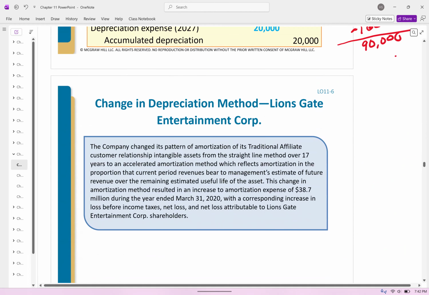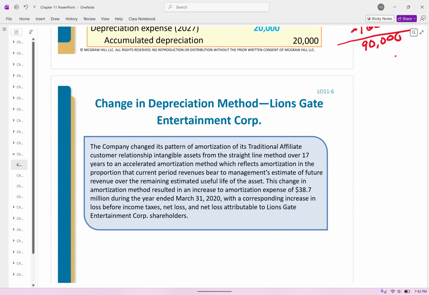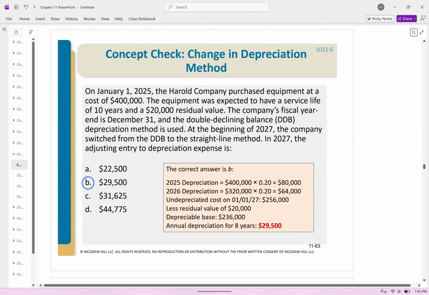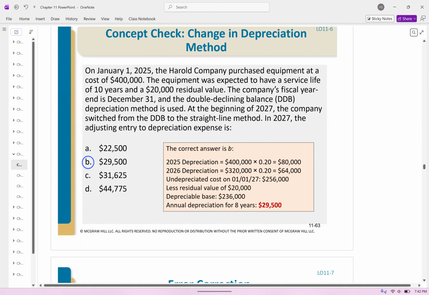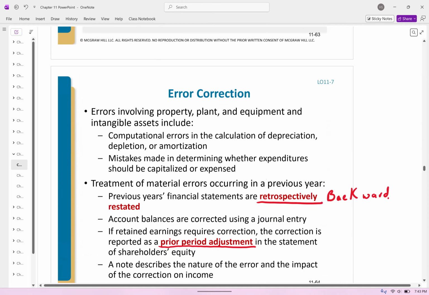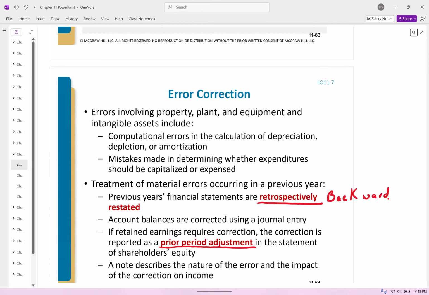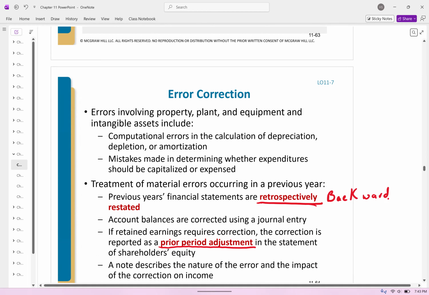Here is a disclosure where they did a change in depreciation method, just telling them this is what we changed to. We're almost done, y'all. There's a quick little concept check if you want to do that one. Then we're going to talk about errors when you make a mistake. When I was studying for the CPA exam, they kind of talked about it like non-GAAP to GAAP. That's an error. An error is also looked at retrospectively.